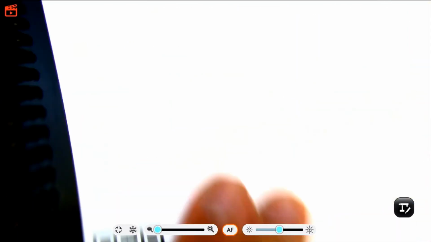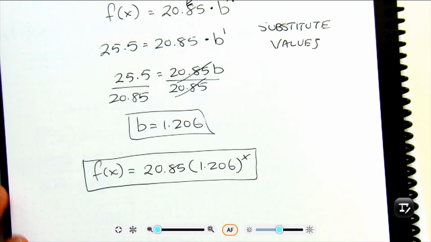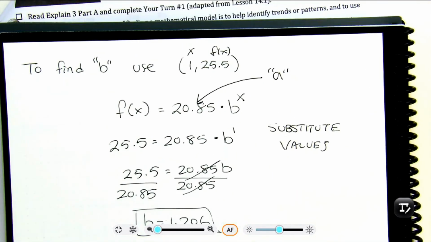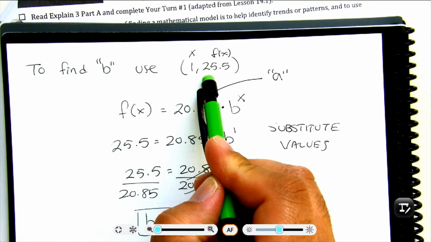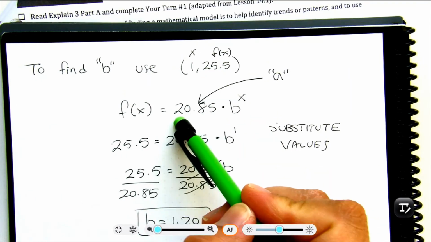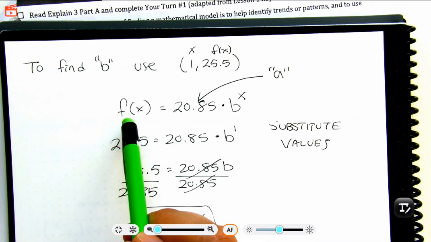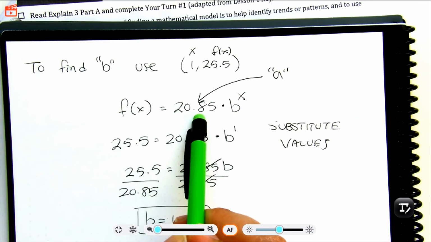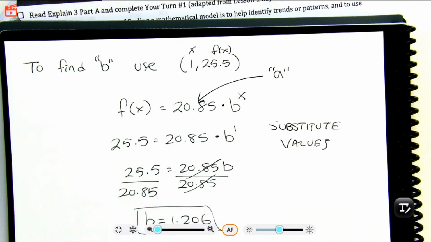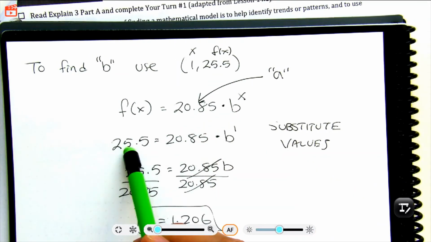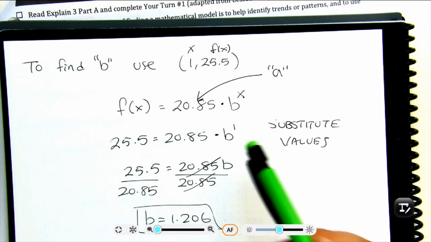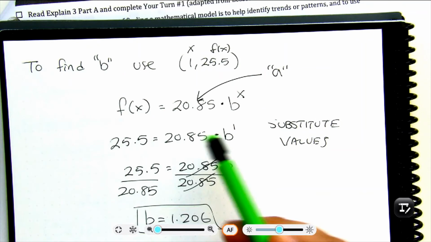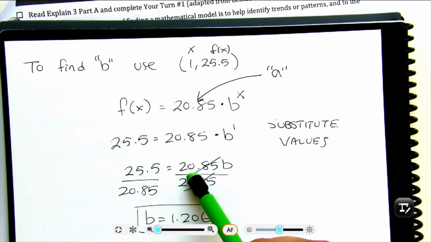Next, we're going to find b by looking at the second point, which is (1, 25.5). And knowing that a is 20.85, we're going to be using this equation: f of x equals 20.85 times b to the x. So f of x is 25.5, so we plug that in there. x is 1, we plug that in there. b to the first power is b, and b times 20.85 is 20.85b.